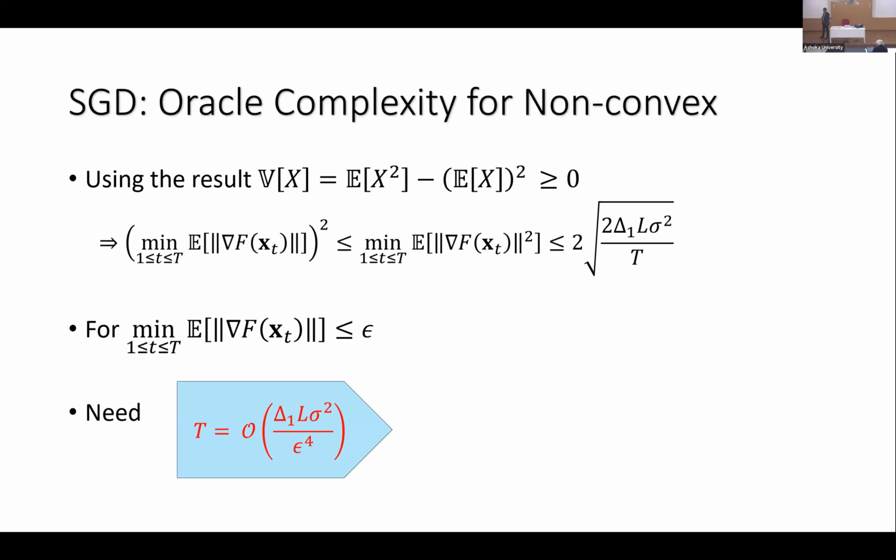If M is less than 1 by epsilon squared, gradient descent would be better. If M is larger than 1 by epsilon squared, SGD would be better. It's a very rough way of calculating because you're only comparing bounds, but that is also intuitive. If M is not too large, then maybe gradient descent would be better. Of course, it also depends on sigma squared. If sigma squared is very low, then SGD would still be better, because sigma squared does not appear in gradient descent.